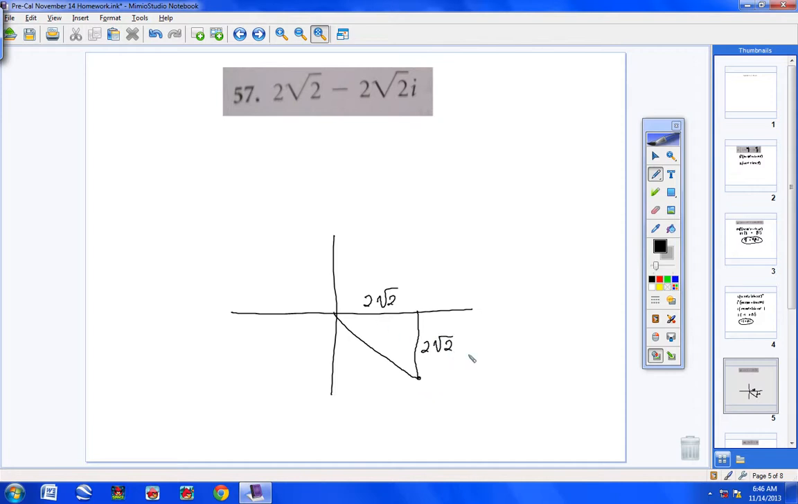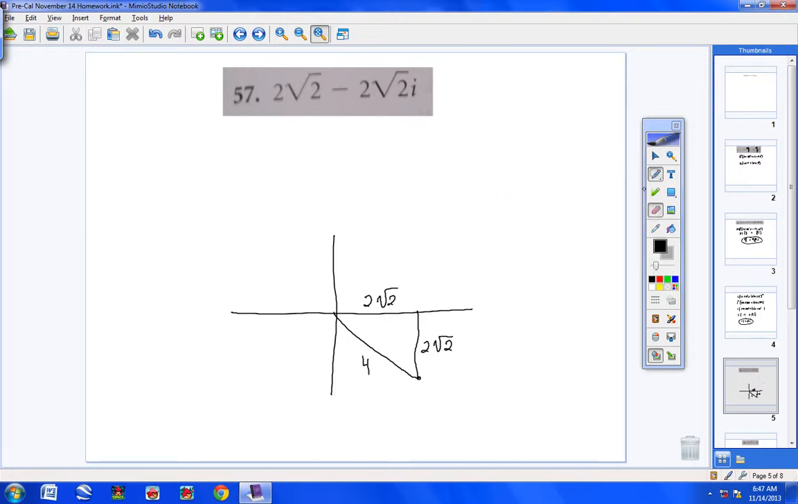So if I use Pythagorean's theorem and I say 2 square root of 2 squared, 2 square root of 2 squared, well, when I square the 2 I get a 4, and when I square the square root of 2 I get a 2. So 4 times 2 is 8. I would get the same thing over here because it's the exact same number, 8. 8 plus 8 is 16, and the square root of 16 is 4. So my hypotenuse will be 4.